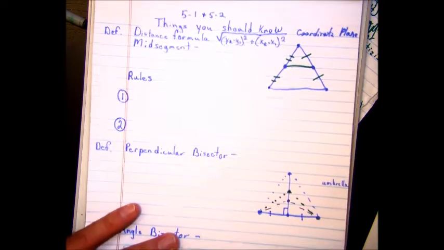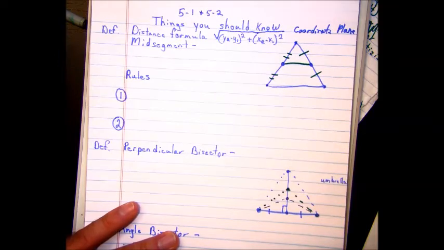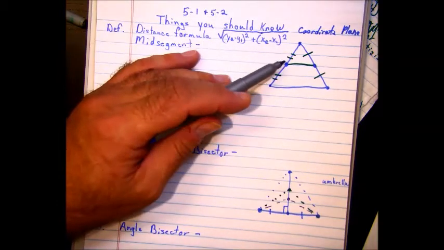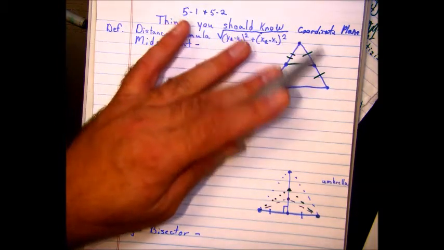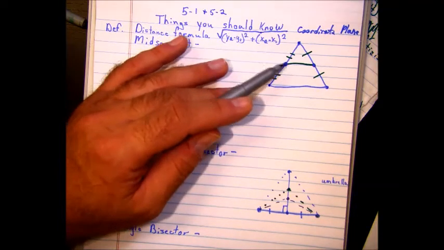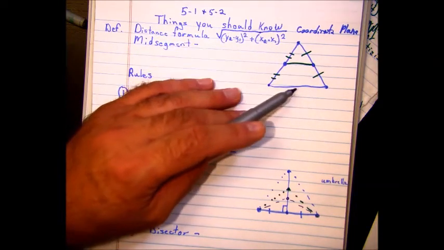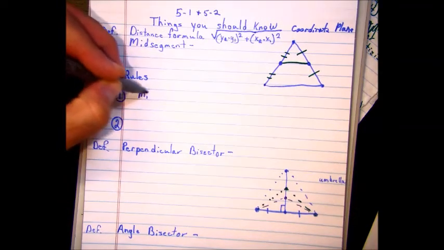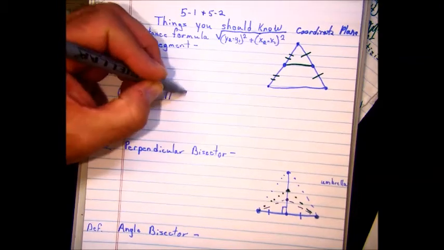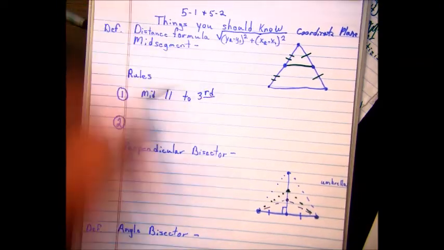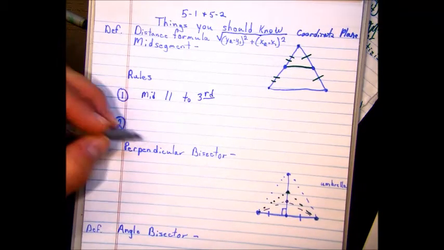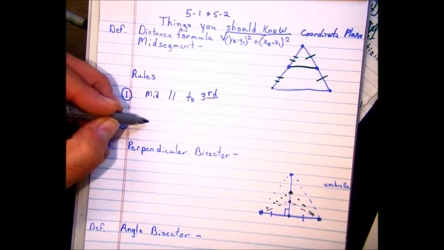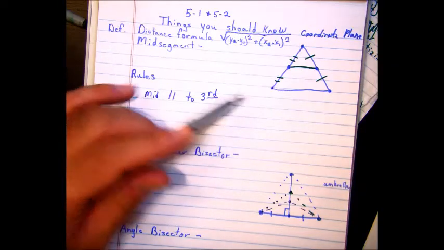The second thing is in 5.1, we are just reviewing two rules, and we've talked about these. The first rule is the mid-segment of any triangle is always parallel to the third side. So we're saying that the mid-segment is always parallel to the third side of the triangle. And then the other part has to deal with the actual length of the mid-segment. The length of the mid-segment is always half of the third side.